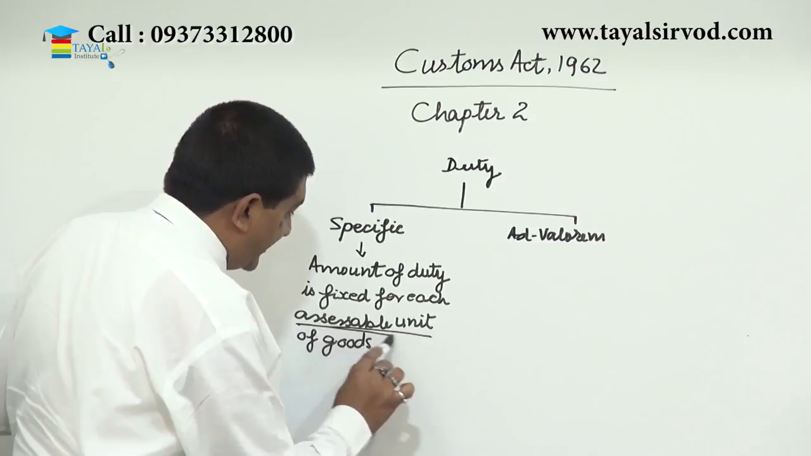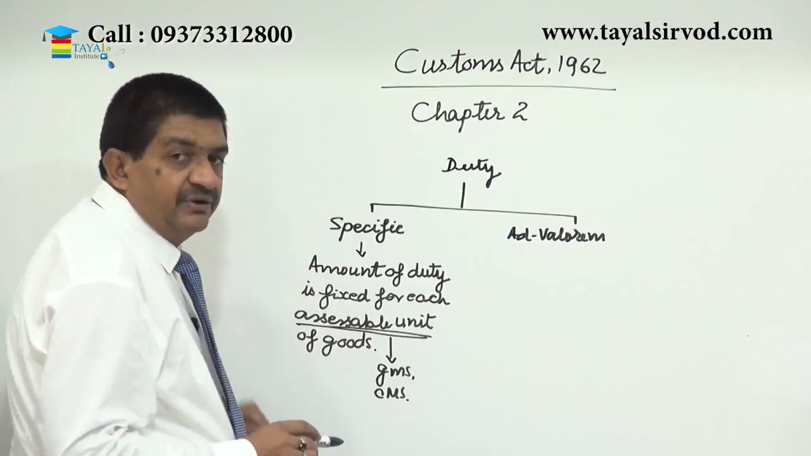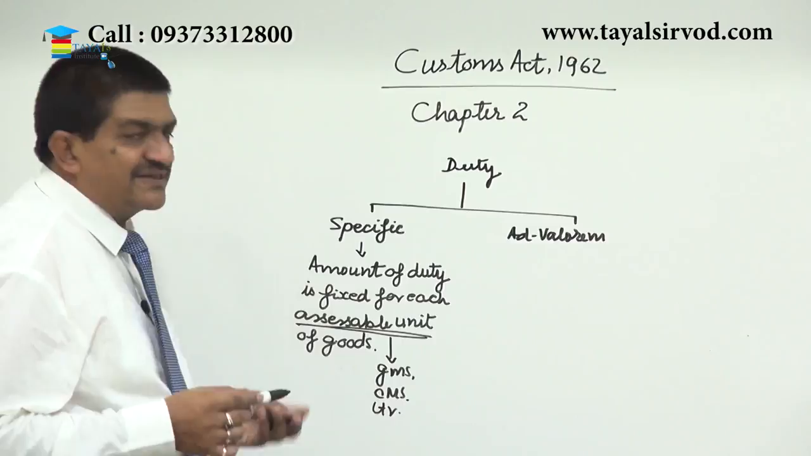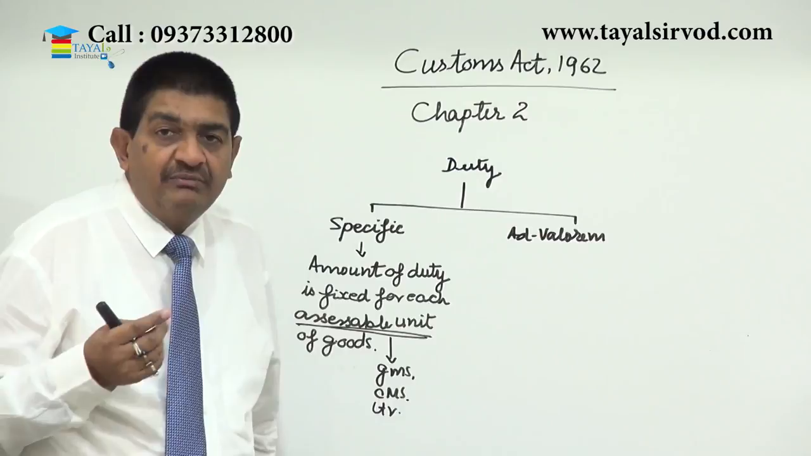And this assessable unit may be different for every article. This may be grams, centimeters, liter, or some other parameter. These are just examples. So the amount of duty is fixed, right? So irrespective of the value, the value of the transaction may be less or more, but the amount of duty is already fixed.